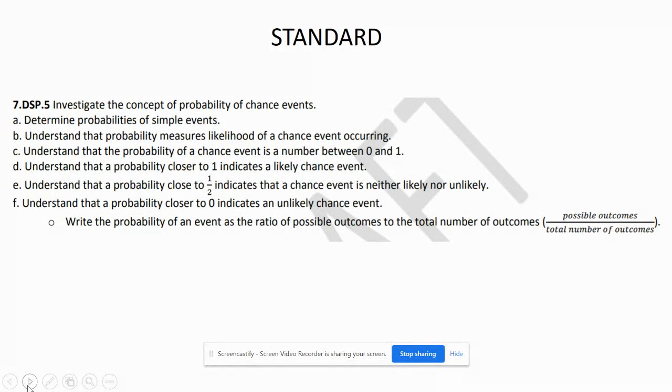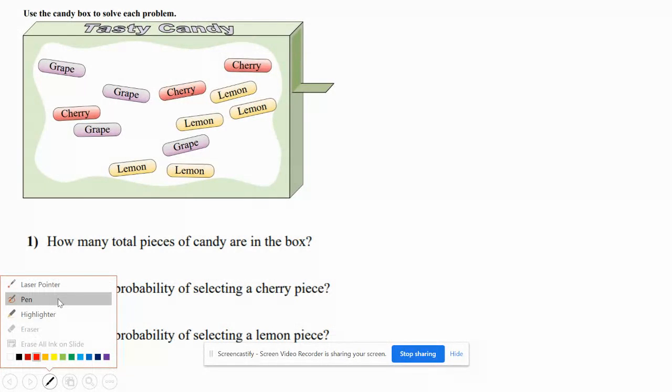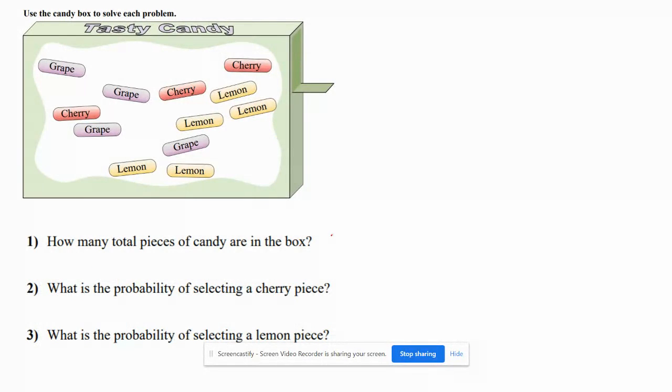All right, so let's see what that looks like. This is an example of a box of candy. I already counted the pieces. There are a total of 12 pieces. So that answer is number 1. How many total pieces? 12. And that 12 goes on our denominator for our probability.